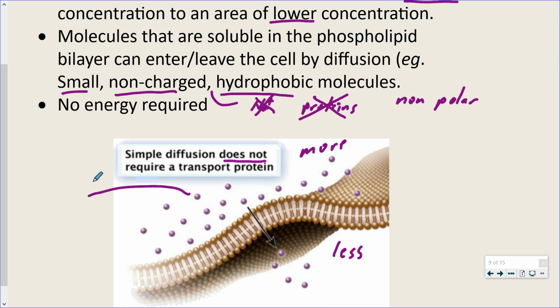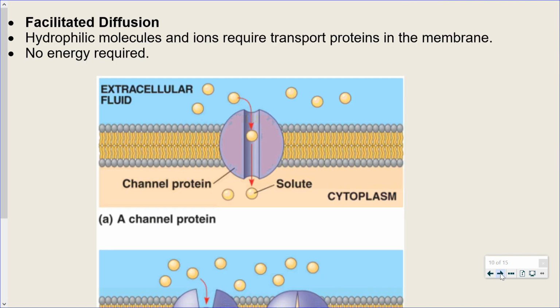So some things that can pass through are some small lipids and some gases. Oxygen can pass through. Carbon dioxide can pass directly through the phospholipid bilayer by simple diffusion. But we need some other processes in order to move other things through the membrane. Things that are larger, things that have a charge, and things that are polar in nature.